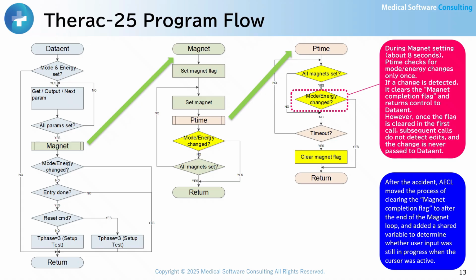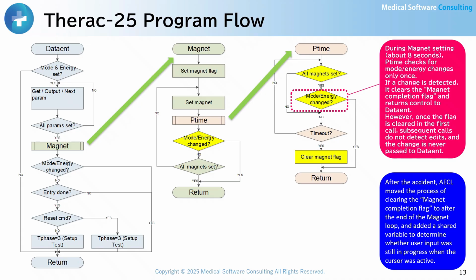What is important here is that the condition for moving from data entry to magnet was extremely simple. By following a particular sequence of inputs quickly, it was possible to bypass safety checks that should normally have been enforced. At the center is the magnet module. This module controlled the electromagnets that determined whether the electron beam would strike the target to produce X-rays or bypass the target and be delivered directly to the patient as an electron beam.